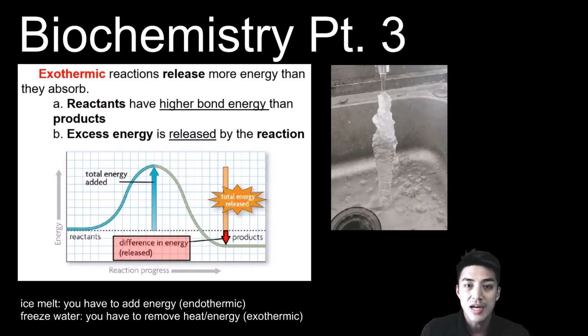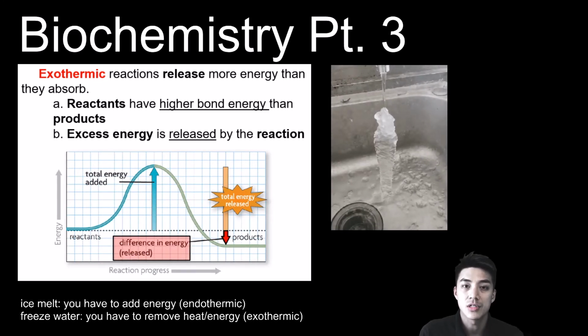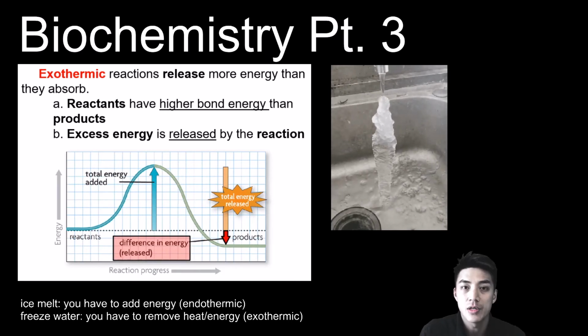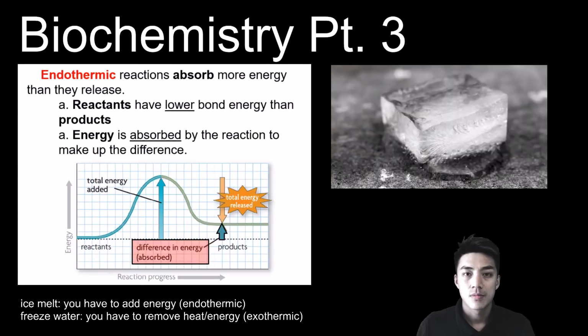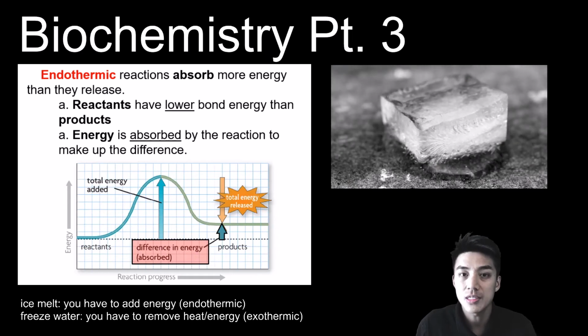Water freezing is exothermic. Exothermic means the reaction releases energy. So the water is releasing heat into the outside environment in order to form ice. Meanwhile, ice melting is endothermic. The reactant, ice, has to absorb heat in order to melt into water, which are the products. If you look at the graph, the products are actually higher up than the reactants, which means that this reaction is endothermic, or it absorbs heat.